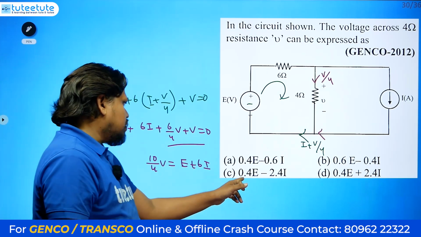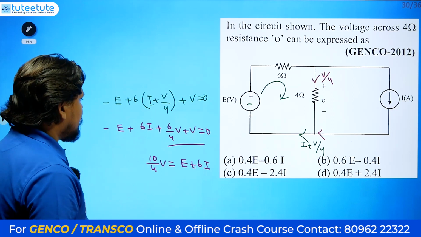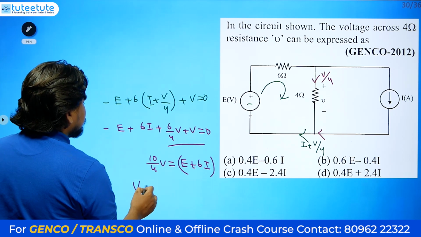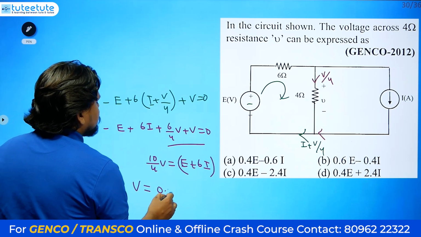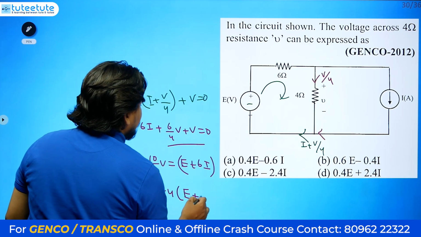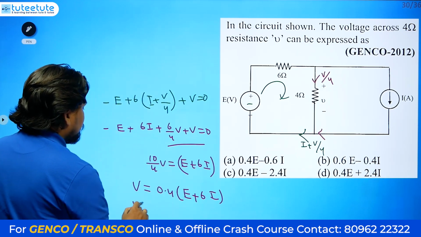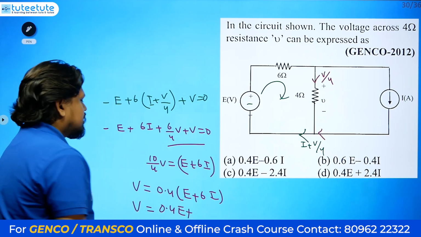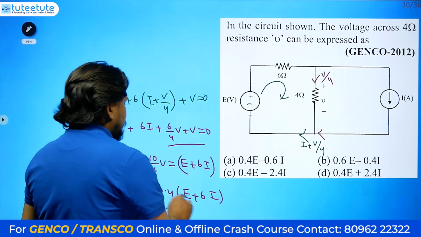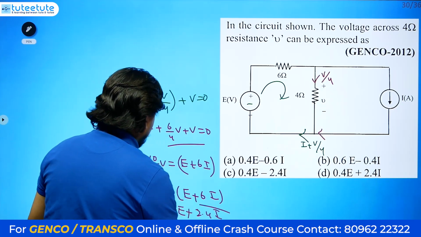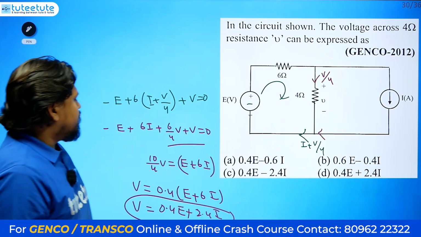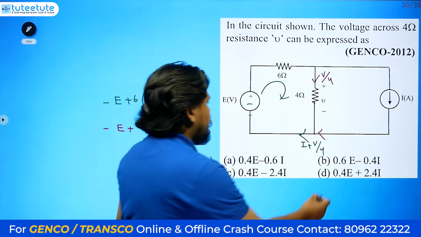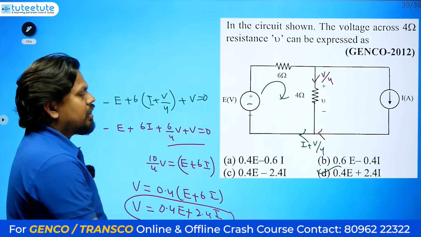Anyhow, they are asking about this 0.4, every option is like that. So based on that, I will send this entire thing to the other side. Then 4 by 10 is nothing but 0.4 into E plus 6I. So you will get V equals to 0.4 E plus 2.4 I. So this is the answer: V equals 0.4 E plus 2.4 I. So option D is the correct answer for this.